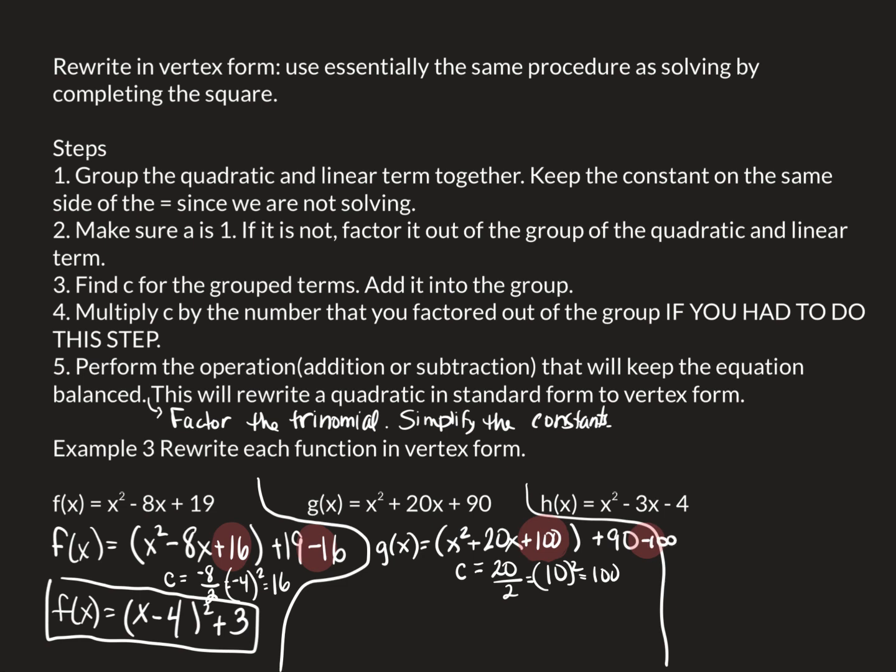Okay, and then my last step, factor that trinomial into a binomial squared. So g of x will equal a binomial squared, middle variable, plus 10, positive 10. Then 90 minus 100 is negative 10. So that would be my vertex form. The next example, I am going to group my quadratic and linear term together.